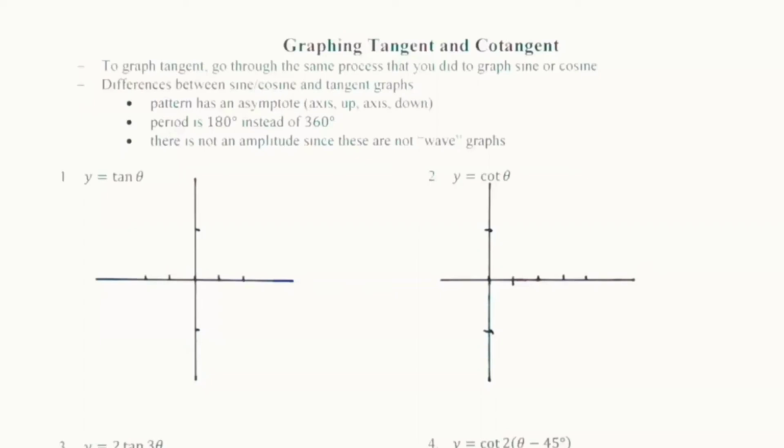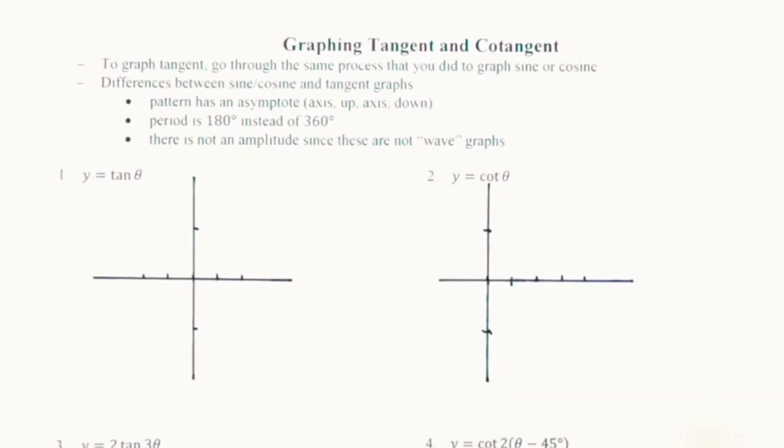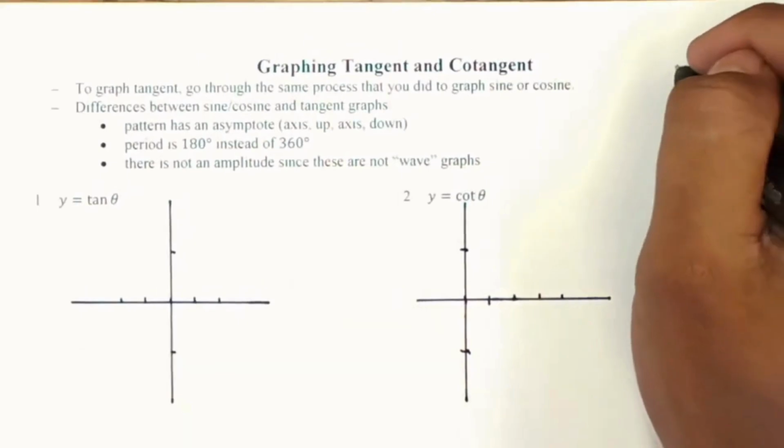All right, so remember when I told you that we're going to graph them all? Well, here's the last 2. So we're going to be graphing tangent and cotangent today. So what we're going to do is we're going to go back to those quadrantals that we talked about.